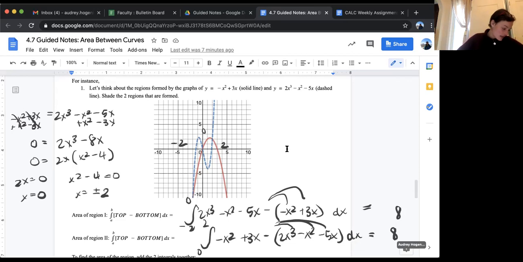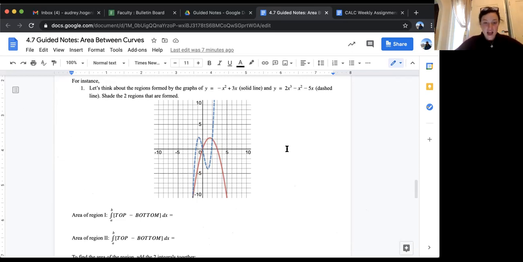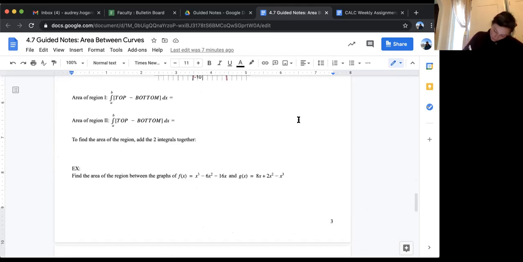So then the area of the region we can find by adding the two integrals together, and that is going to be 8 plus 8 equals 16. Okay, so there's another example here.